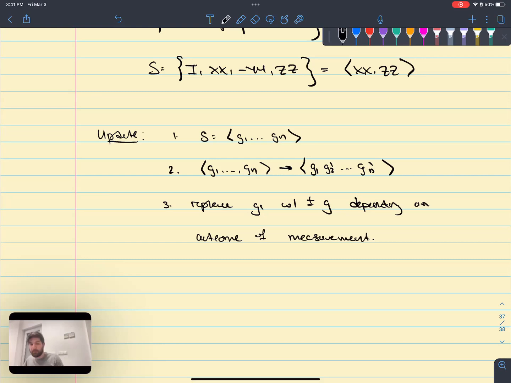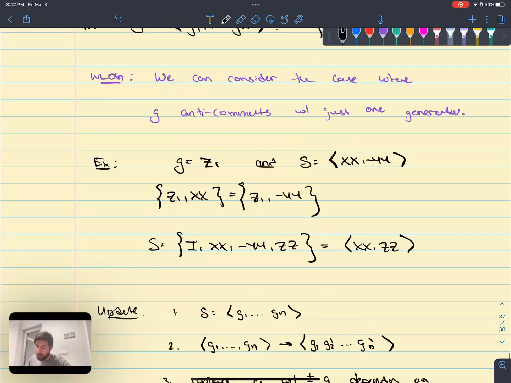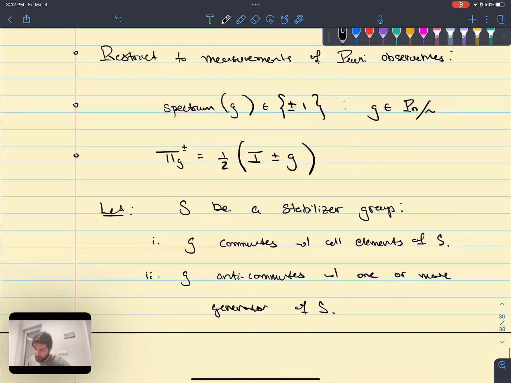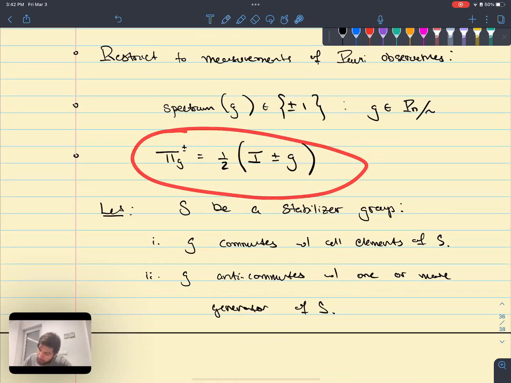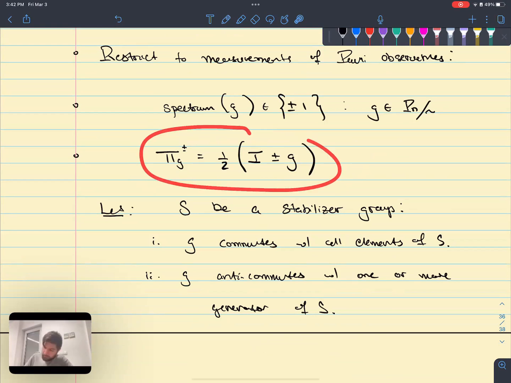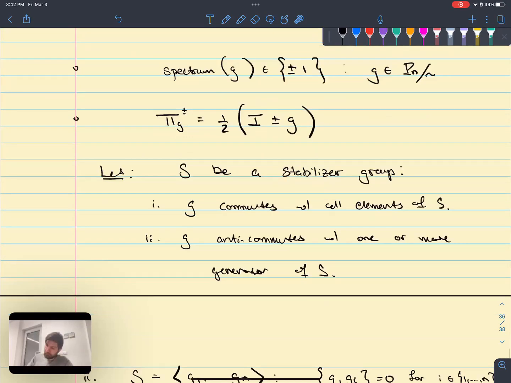Right, because once I measure g, what am I doing? I'm projecting it. I'm projecting that particular tensor factor onto the plus or minus 1 eigenstate. Or rather, tensor factor is not the right word in this case. I'm projecting it onto the plus or minus eigenspace for this operator.